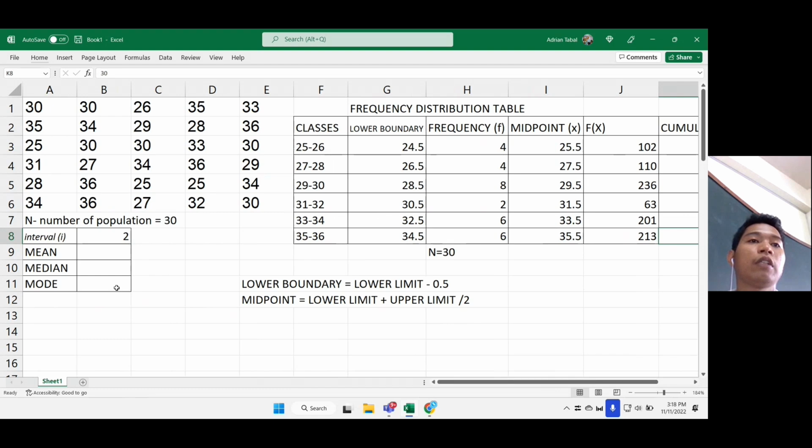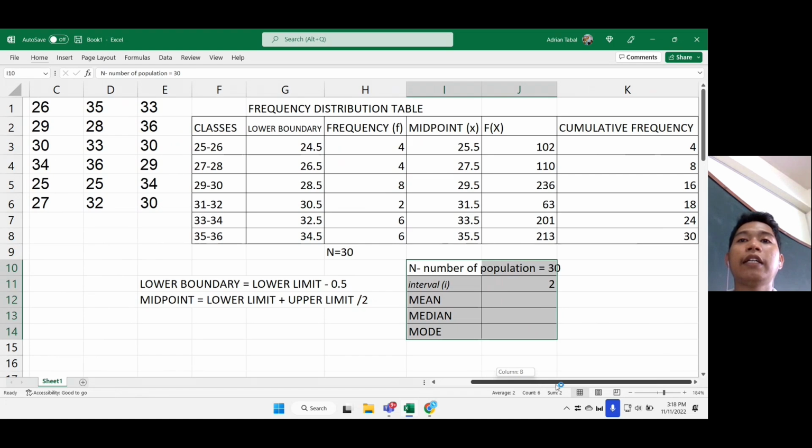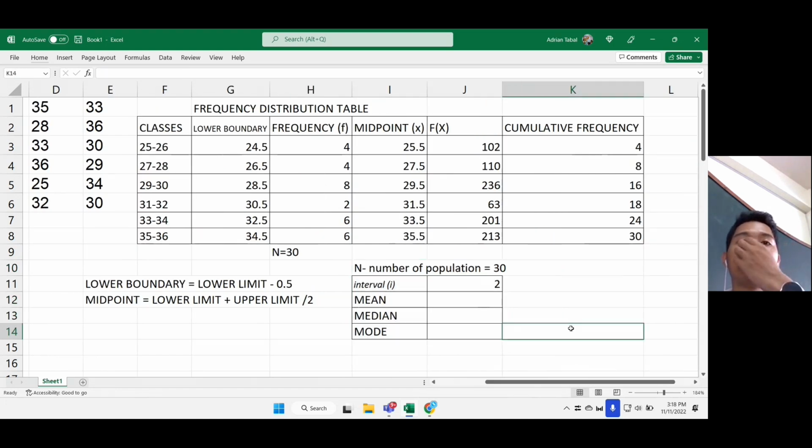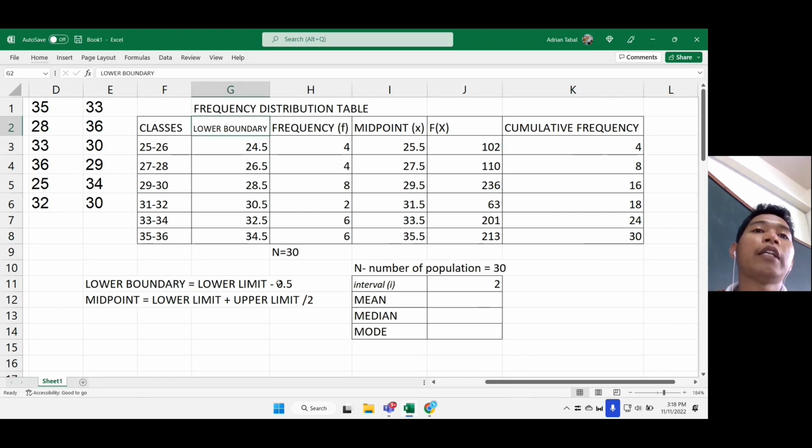So I will move this so that we can see. Our goal again is to find the mean, median, and mode of the group data. So let's go back to the frequency distribution table. To get the lower boundary, we subtract 0.5 from our lower limit. For the frequency, we just gather how many numbers are under the class. Next, to find the midpoint, we are going to solve lower limit plus upper limit divided by 2, which is the middle of the two numbers.